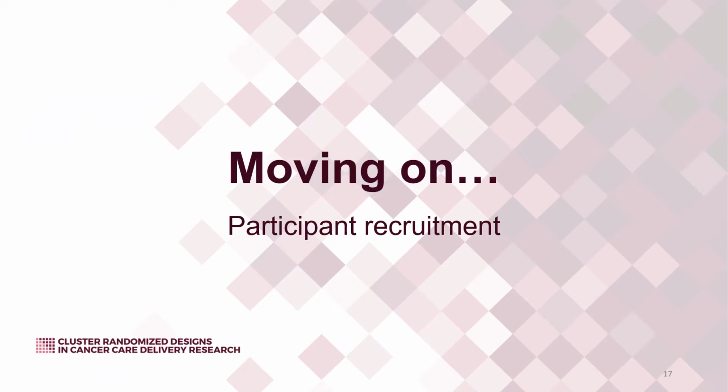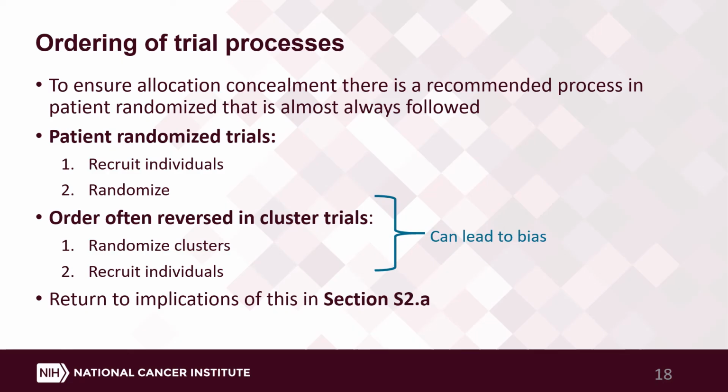So let's move on again and now think about participant recruitment. So to ensure allocation concealment, there's a recommended process in a patient randomized trial that is almost always followed. So in a patient randomized trial, we recruit individuals, and after those individuals have been recruited, they are randomized. And this specific ordering is almost always followed in patient randomized trials. It's followed because this recruitment ordering allows us to ensure that the trial has proper allocation concealment.